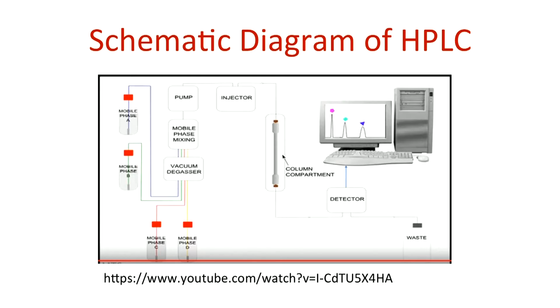Then it brings the solvent to the injector. In the injector, typically you have an auto sampler. The sample is injected there, and then the solvent carries it through your column, which is the heart of the instrument, because this is where the separation occurs. Then it goes to your detector, and as you can see here, there are different peaks that come out at different times. That's the result of the separation of the compounds.